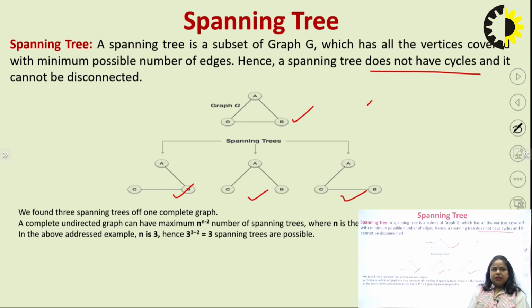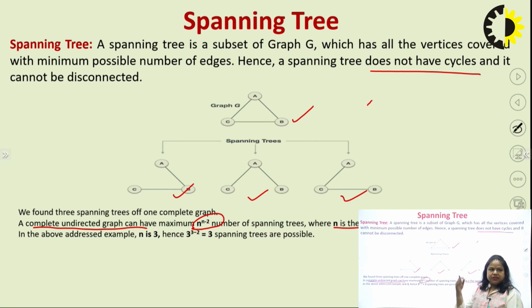Fine. We found these 3 spanning trees for one complete graph. If I am talking about a complete undirected graph, how many spanning trees can we generate? In the case of a complete undirected graph, we can generate n raised to power n minus 2 spanning trees, where n is the number of nodes.